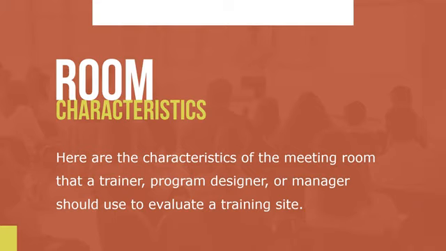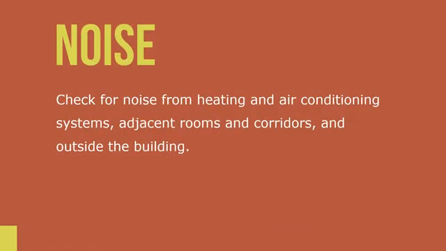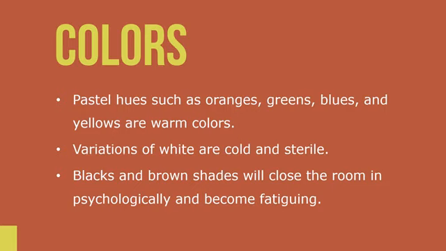Here are the characteristics of the meeting room that a trainer, program designer, or manager should use to evaluate a training site. Noise. Check for noise from heating and air conditioning systems, adjacent rooms and corridors, and outside the building. Colors. Pastel hues such as oranges, greens, blues, and yellows are warm colors. Variations of white are cold and sterile.